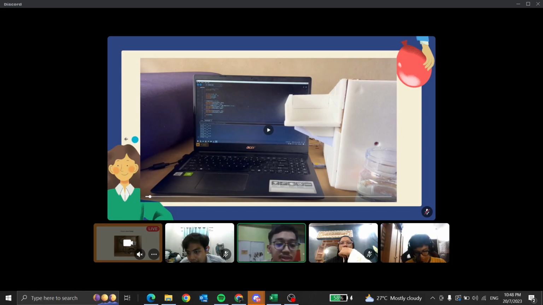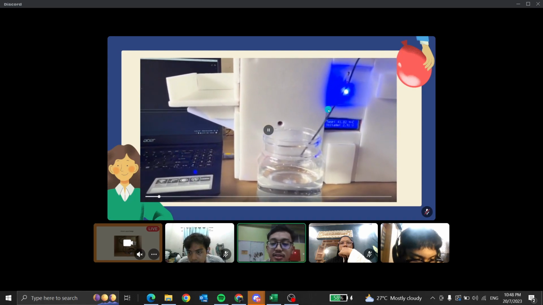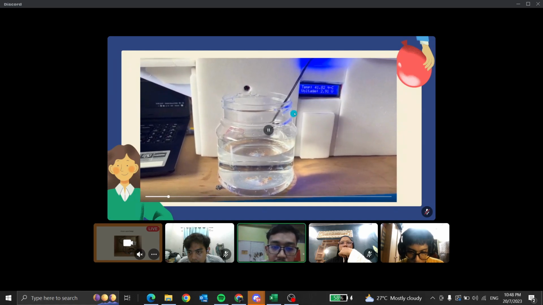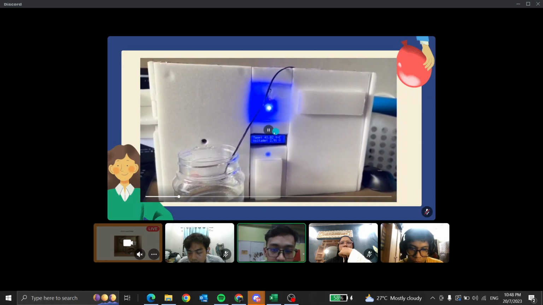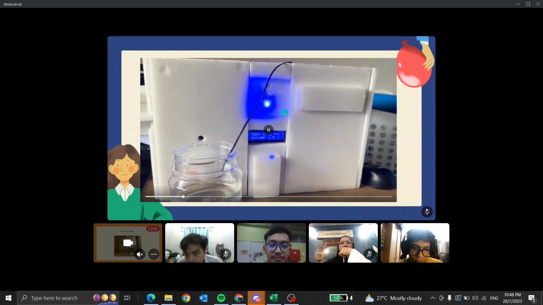Okay, so we start again. As you can see, this is our prototype of the project. The blue light is on, and the two-pin NTC thermistor probe is detecting the temperature, which displays 41.82 degrees Celsius with a voltage of 2.91 volts.